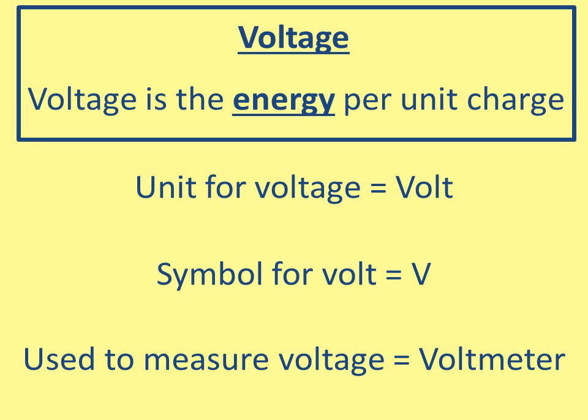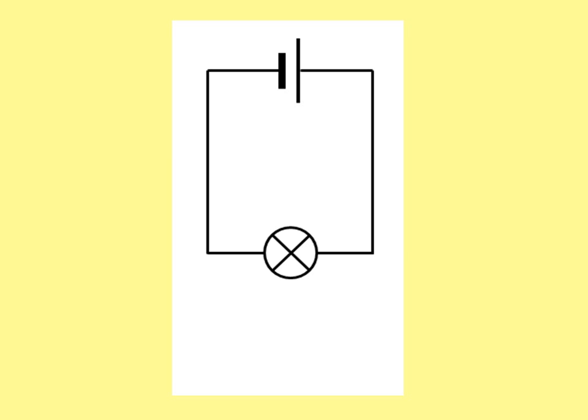Now voltage is the energy per unit charge. It's measured in volts and we use a voltmeter to measure it. Here's a diagram of a simple electrical circuit. Now the electrons come from the cell at the top, they travel down this wire, through the bulb, and then back up this wire, back to the cell where they can gain more energy and continue to go round and round the circuit.